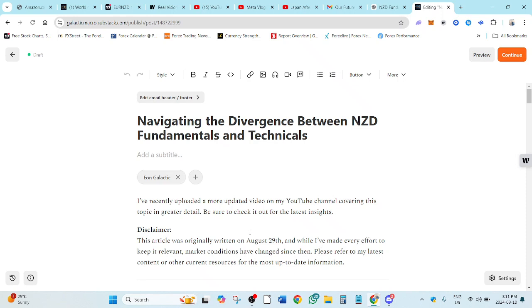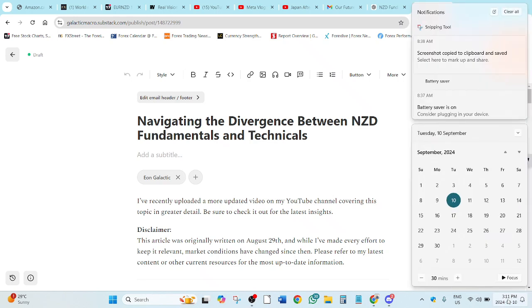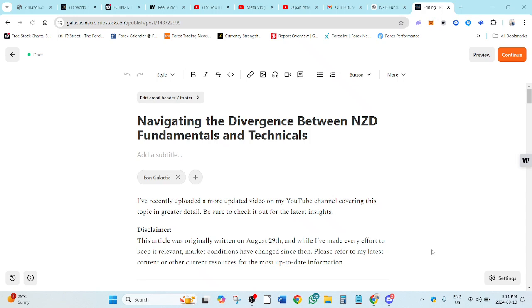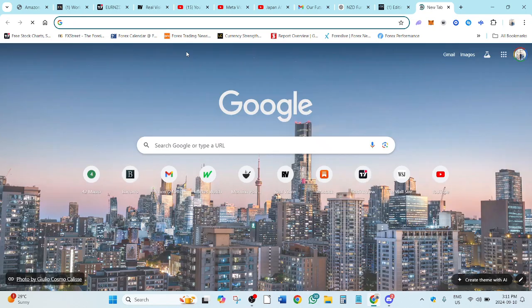But anyways, I wrote this article almost a week or so ago now, I believe. Dang, it's been over a week. I was doing some macro analysis around the middle of August, when I was originally looking at the interest rate decision by New Zealand. I was reading a couple of different newsletters that I am subscribed to. And the thesis was to be bearish the New Zealand dollar.